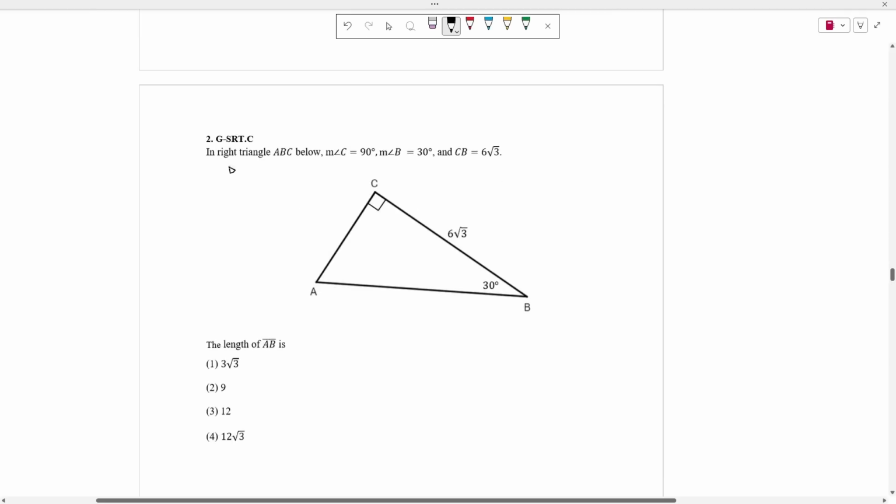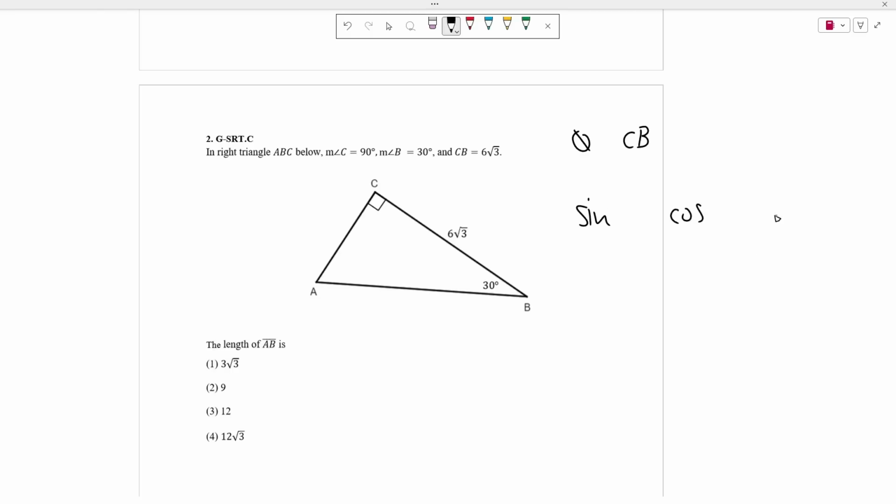Moving on to number 2, it says in right triangle ABC below, the measure of angle C is 90, the measure of angle B is 30, and CB is equal to 6 radical 3. So every time that I have a right triangle and I'm given an angle, theta, and a side, in this case CB, and I'm trying to solve for another side, I'm going to think immediately to my trig functions, okay? So sine, cosine, and tangent.